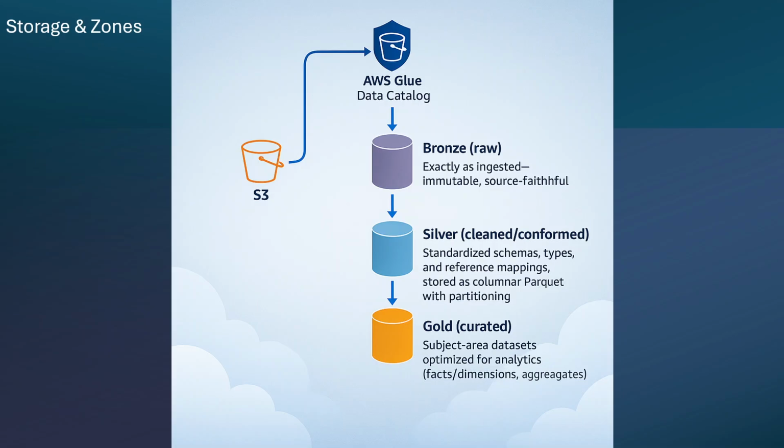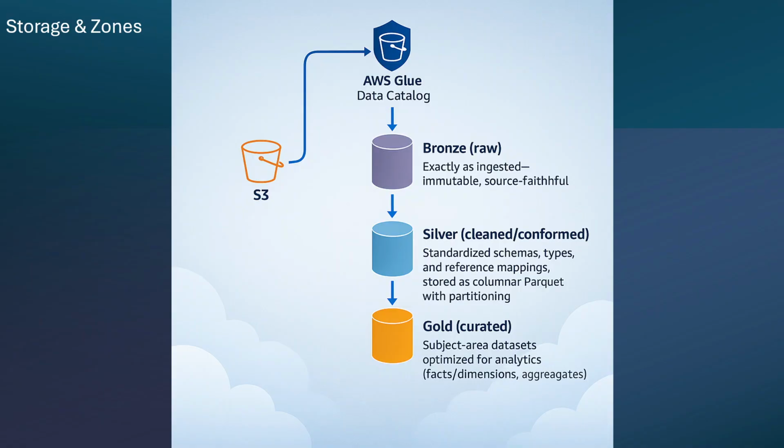We also use Glue crawlers to periodically scan the silver zone and update schemas automatically. This is how we handle schema drift. If Oracle adds, let's say, a column or a CSV changes its format, the crawler detects it and creates a new schema version in the catalog. That way, nothing breaks downstream.